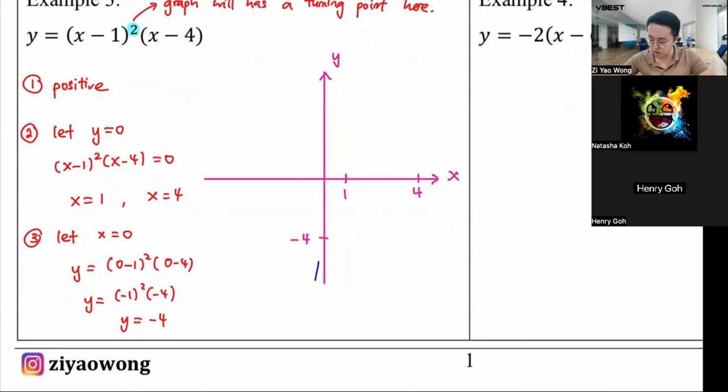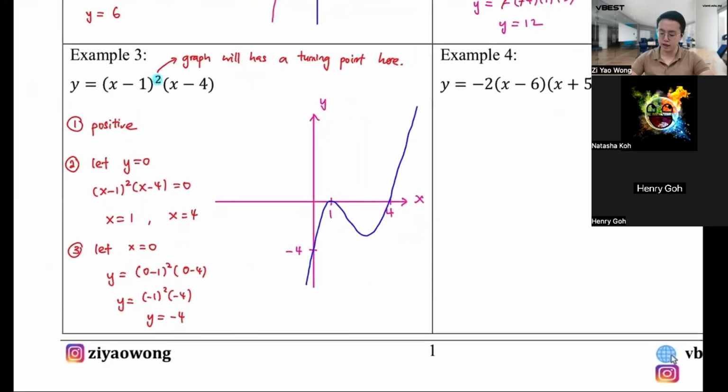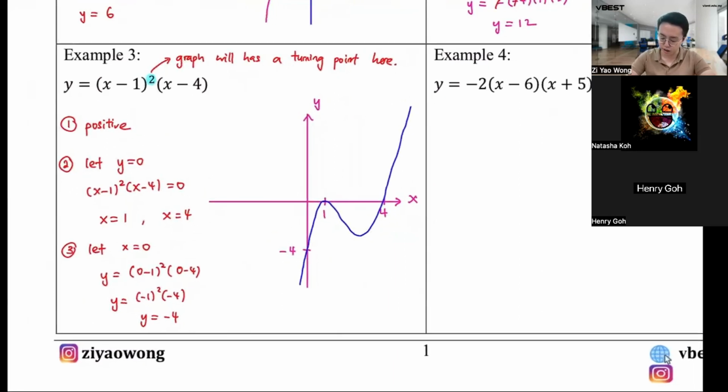So actually you can see for this graph, you will only have 2 x-intercepts. So this is the graph pattern you have. This is the thing I want you all to take notes of here. When you have a square, it means that you will have a graph with a turning point at the x-intercept there.